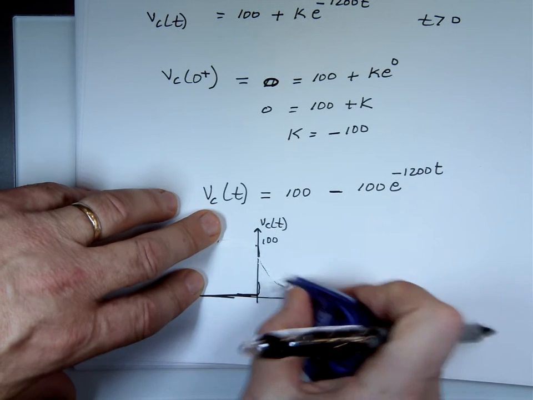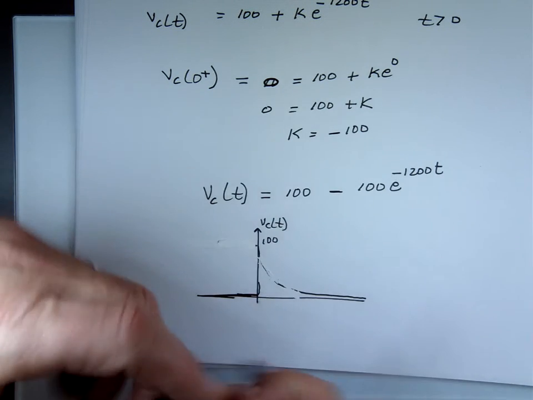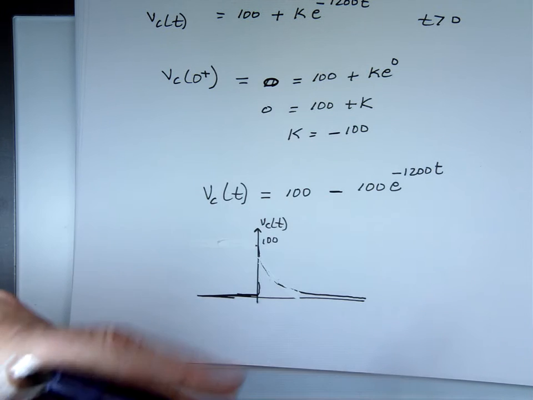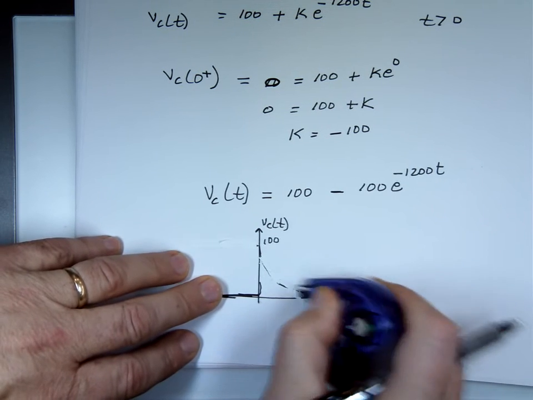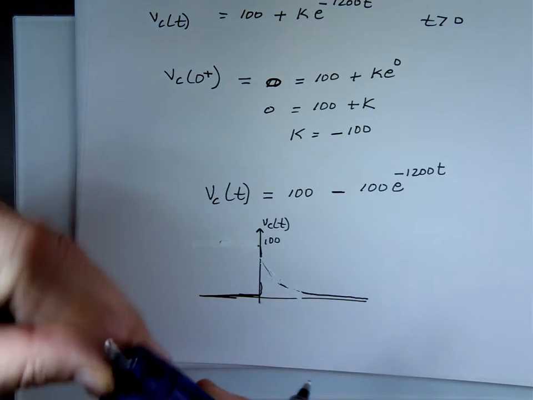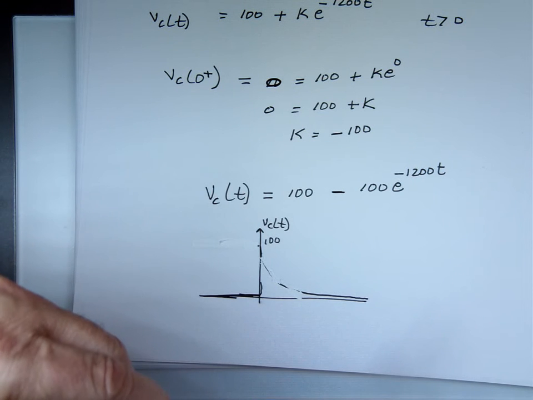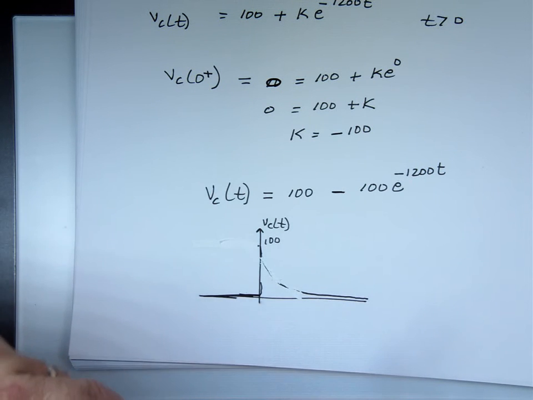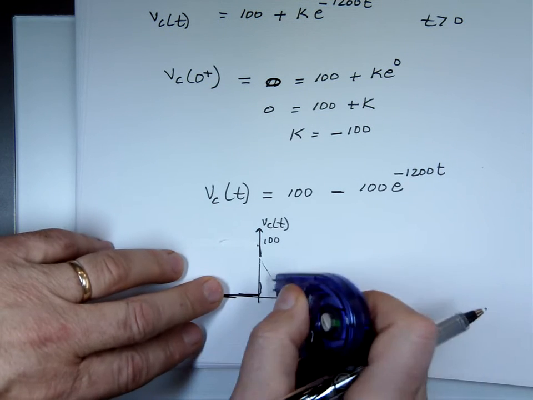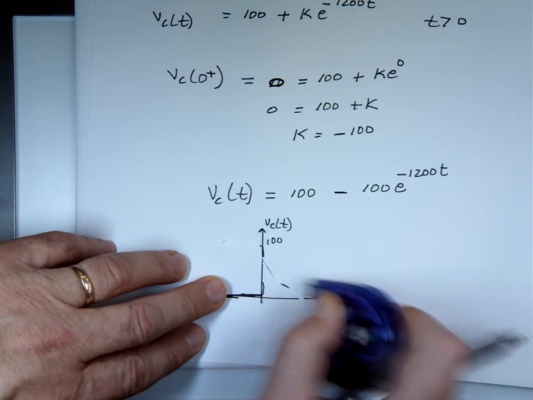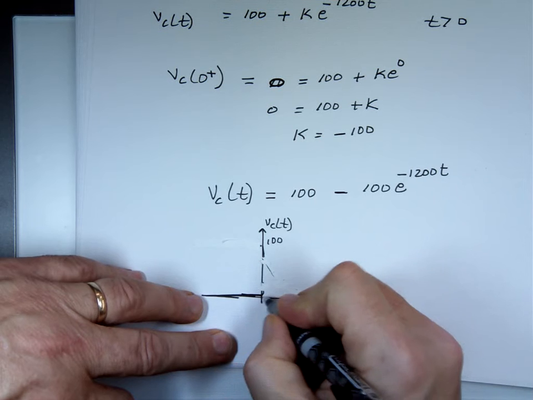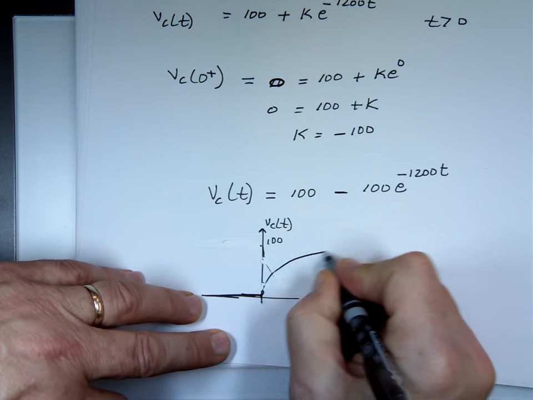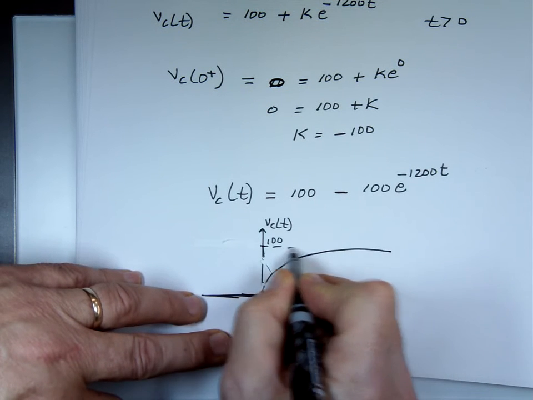The capacitor will charge. Because I forgot, we actually have a source for t greater than 0, not before 0. There we go. So this one actually will look like this, at 100.